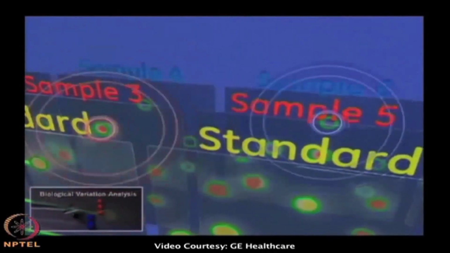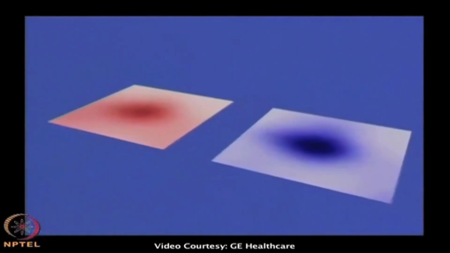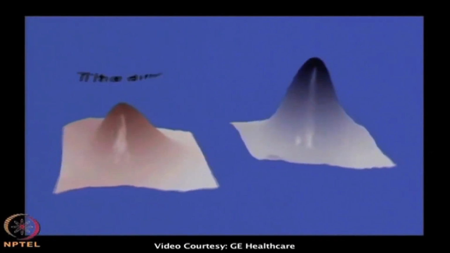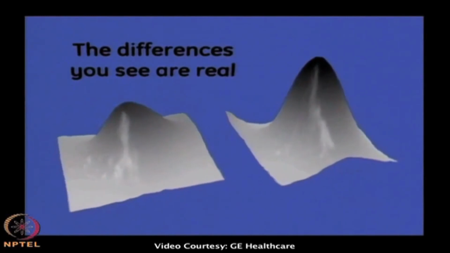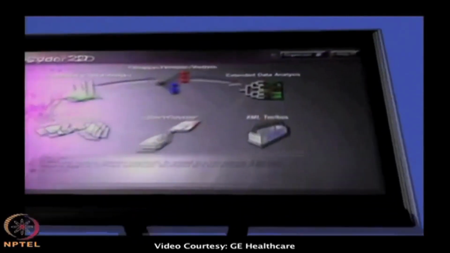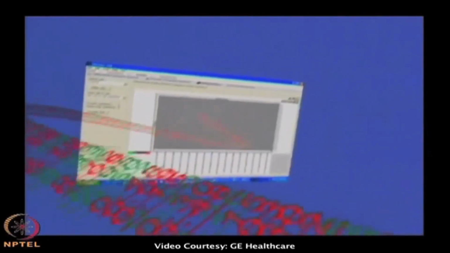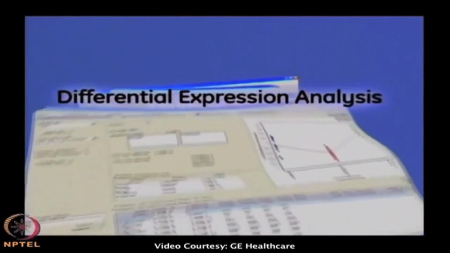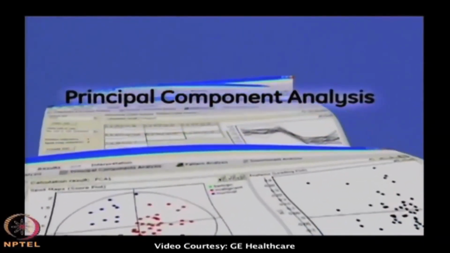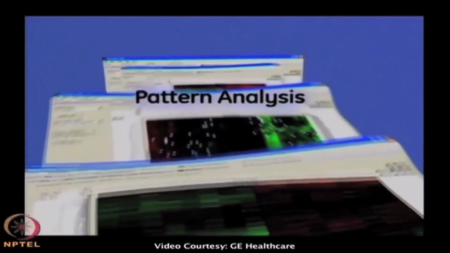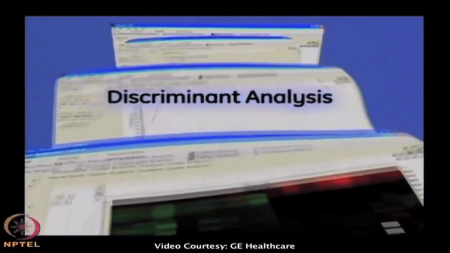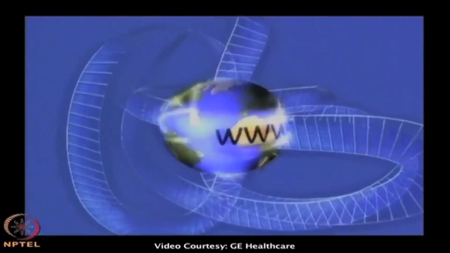Then these BVAs can be analyzed further in EDA, that is extended data analysis. Here you will have lots of stringent statistical data: differential expression analysis, pattern analysis, discriminant analysis, and PCA analysis.